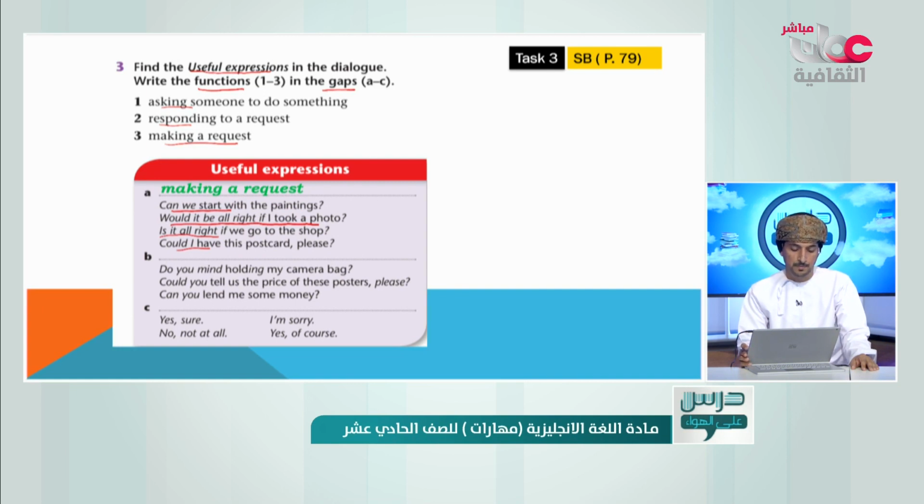Let's now move to B. Do you mind holding my camera bag? This is the first one. Could you tell us the price of this poster, please? Can you lend me some money? So we will focus that there is you here, and as if you are asking someone else.